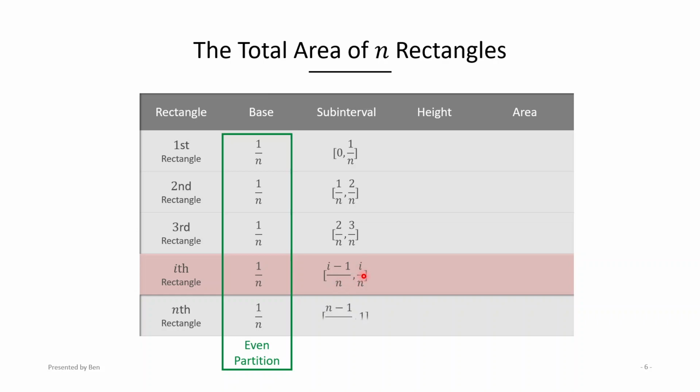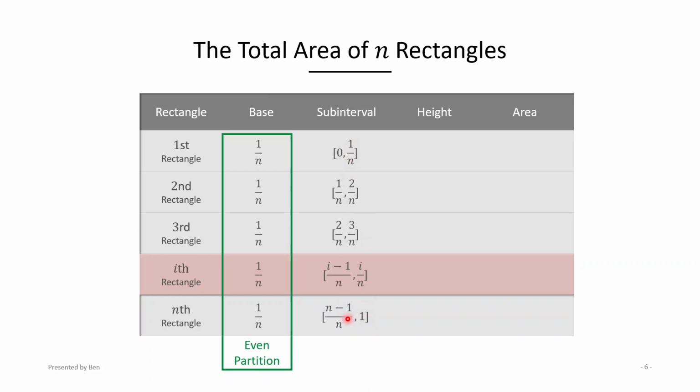And the very last rectangle will be the nth rectangle. We put n in this pattern, and we will get the subinterval. It goes from n minus 1 over n to n over n, which is 1, right? It's just the right endpoint of the whole interval.